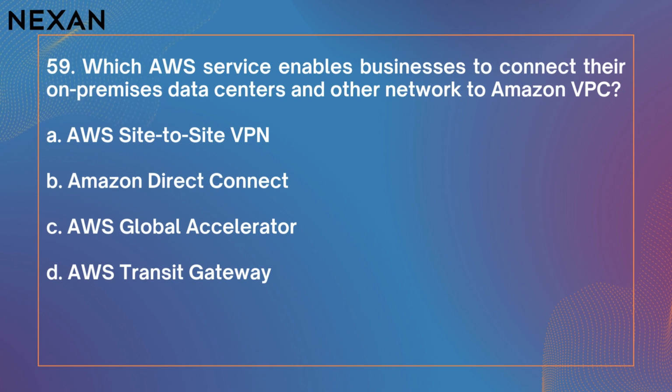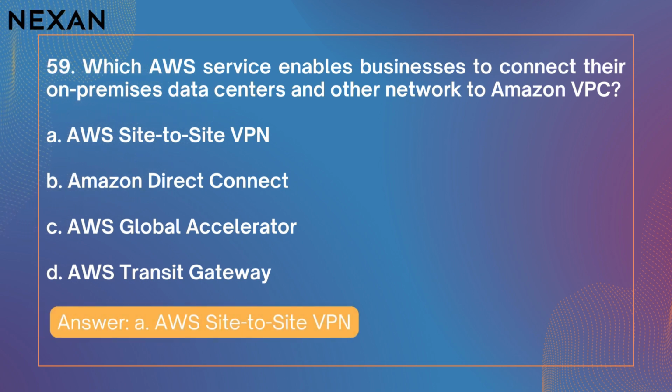59. Which AWS service enables businesses to connect their on-premises data centers and other networks to Amazon VPC? A. AWS Site-to-Site VPN. B. AWS Direct Connect. C. AWS Global Accelerator. D. AWS Transit Gateway. Answer: A. AWS Site-to-Site VPN.